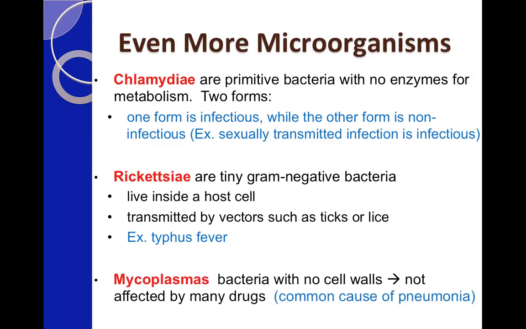And mycoplasmas are a type of bacteria that really have no cell walls. They're like bacteria, but they're missing that major structure, and they are common causes of pneumonia. So all three of these have some similarities to bacteria and viruses, in that they replicate by binary fission, and they need living cells for reproduction. So they can't live by themselves, but they tend to follow a replication pattern that is similar to bacteria.